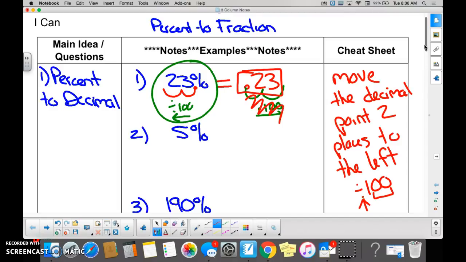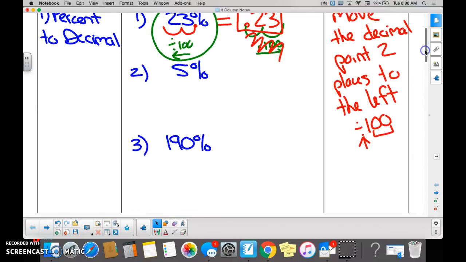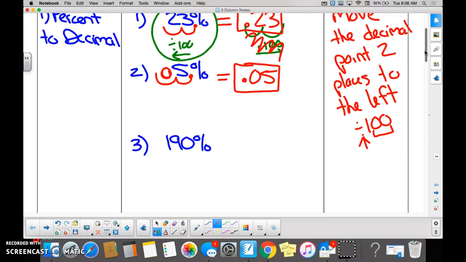Number 2 is another example. We have 5%. We need to change it into a decimal. The decimal point is located right here because it's not given. We move it over 2 places. We've got to fill in the missing 0 there, and our answer is 5 hundredths. That is your final answer.